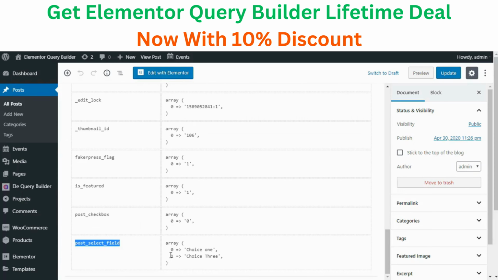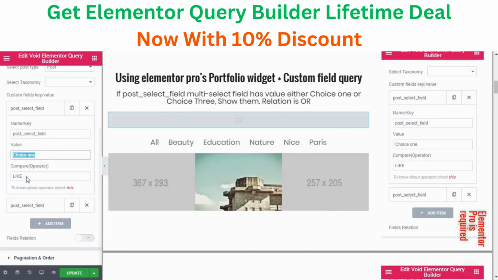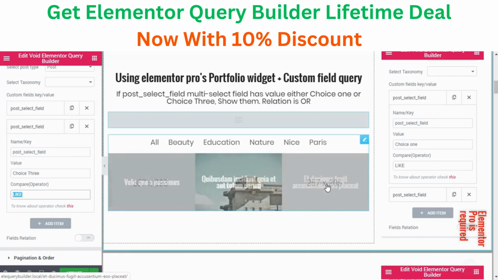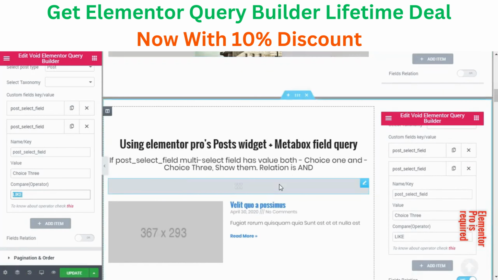As you can see, the array is showing that it has choice 1 and choice 3 in its value. So we are saying that if it is choice 1, and we are saying that if it is choice 3, we are showing it here, and that's what is happening. And let's move on to the next one.